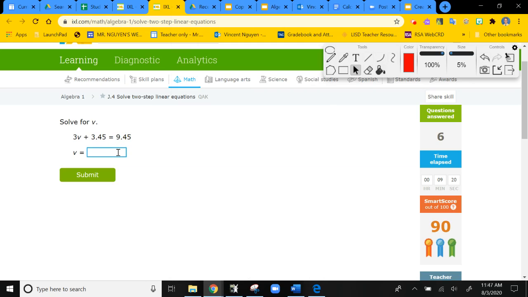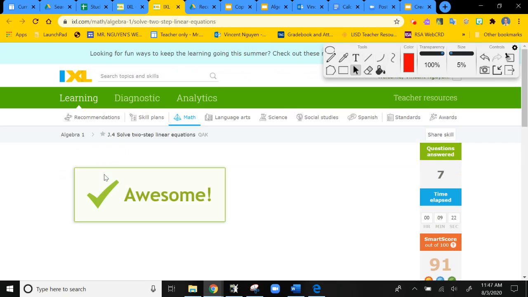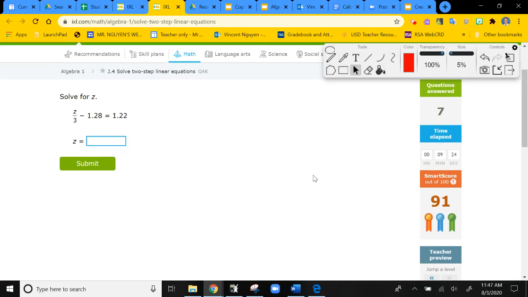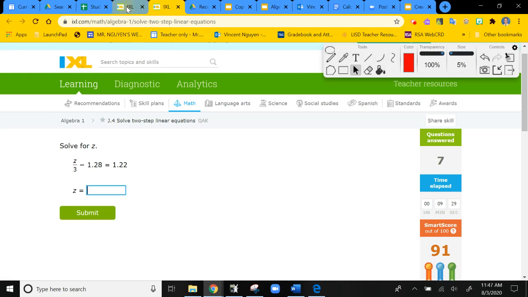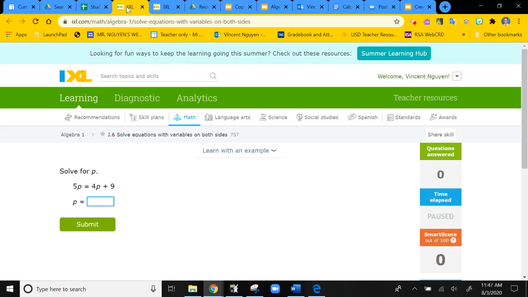The answer here is 2. Submit. All right. So, guys, the rest of these problems are pretty much repeating. So I'm going to go ahead and jump to another solving equation practice. This one is a little different. So I'm going to do this next one here.